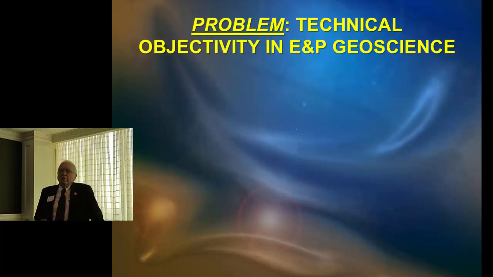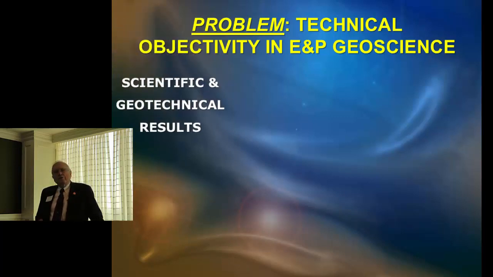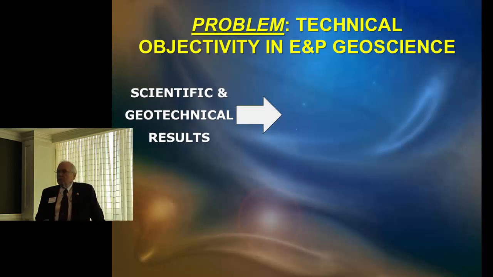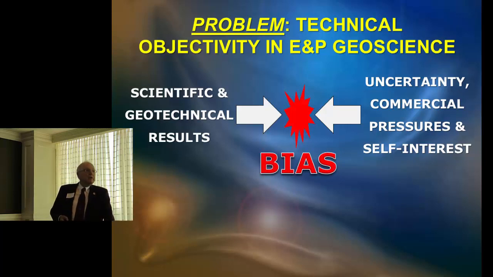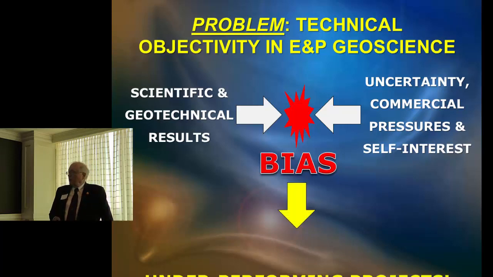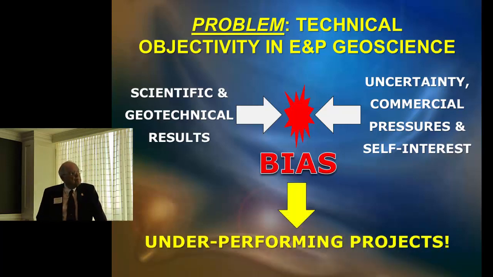The problem is, in our E&P geoscience, we generate these scientific and geotechnical data results, and they collide with uncertainty, commercial pressures, and self-interest. And those numbers get, in some way or another, commonly biased. And the result is underperforming projects. Portfolios that underperform if it's systematic, individual disappointments in projects in which the results were worse than usual. We're all familiar with that.